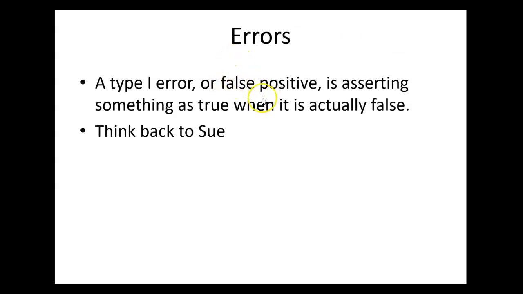So type 1 error is a false positive. It's asserting something as true when it's actually false. So think back to Sue, who asserts that rubbing cats on her head cures headaches when it's actually false. That is a type 1 error.